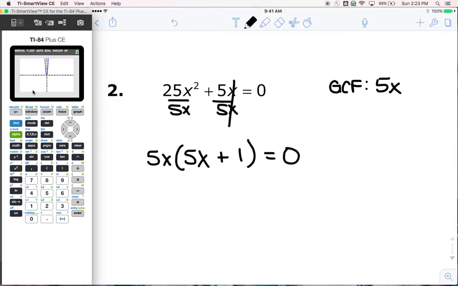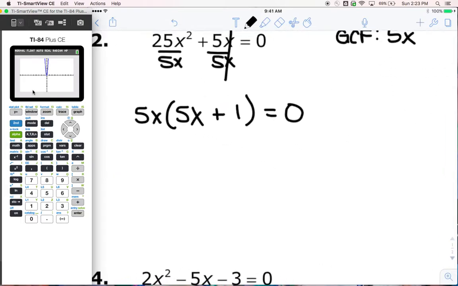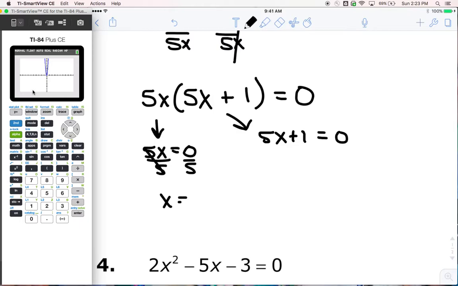Okay, now I can do this exactly like I did the first problem. So I'm going to have this 5x equal to 0. Right, I could get 0 that way. And this group, 5x plus 1, equal to 0. One or both of these is giving me a 0. So find x. We're going to divide out 5. So I've got x is equal to 0.